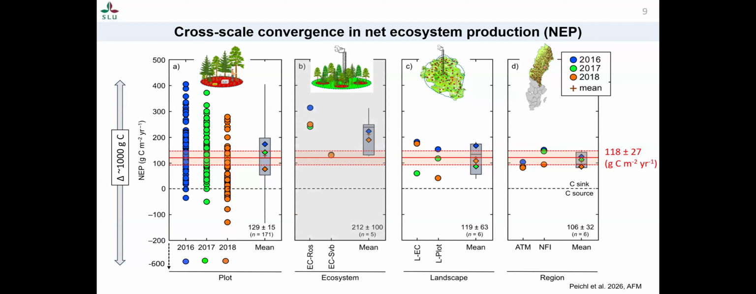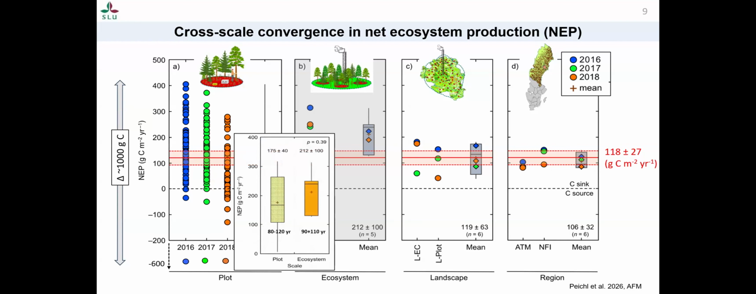Just to also look at the ecosystem estimates, here we have these snapshot estimates of mature forests, which of course have a bit of a different carbon balance. They have a higher NEP, but if we compare them to the mature stands in our plot level data set, then also here we find a reasonable agreement among these different mature forests measured either by EC or by the plot level approach.